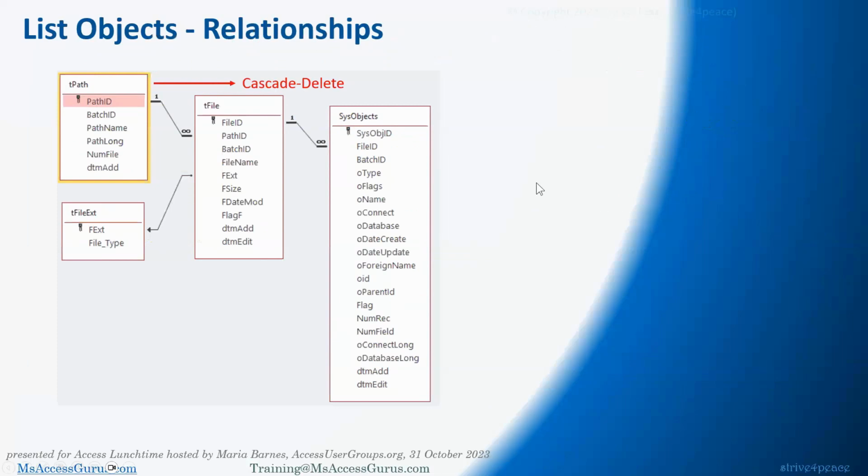So first I'll just go through the relationships in this database. tpath, that's the path of the files that are being documented, has cascade delete on it. Hopefully it's not because something doesn't work right. Maybe you just ran it again and you want to delete your previous documentation because it keeps track of everything you do in tables. You can just cascade delete and it'll ripple through, delete the files, the system objects. Of course, before you do this, you want to back up your database, and then after you do this, you want to compact and repair.